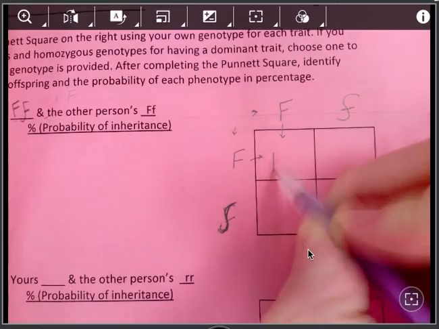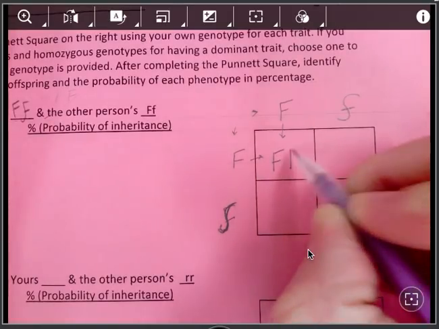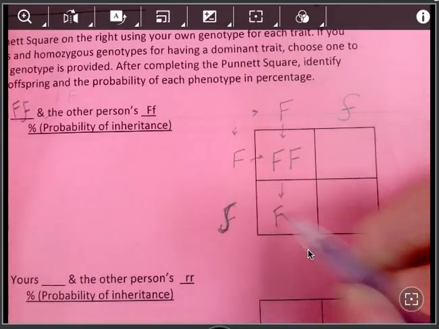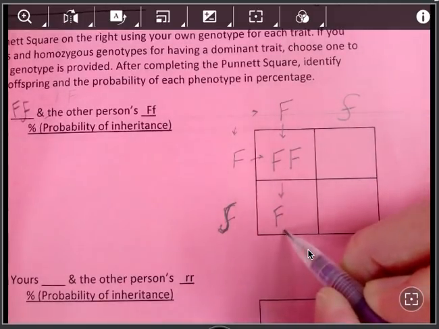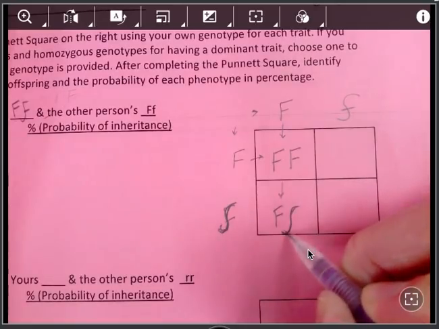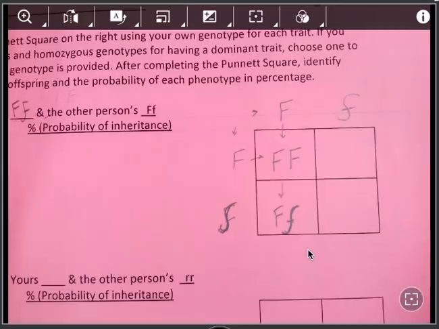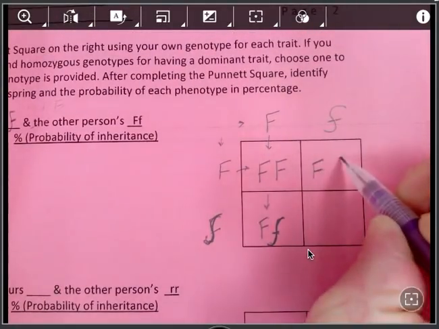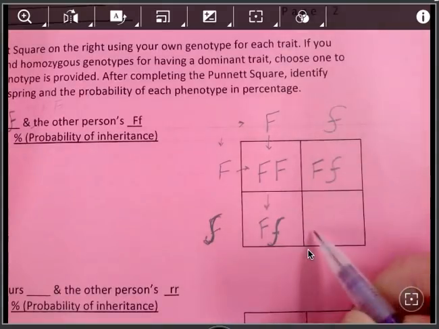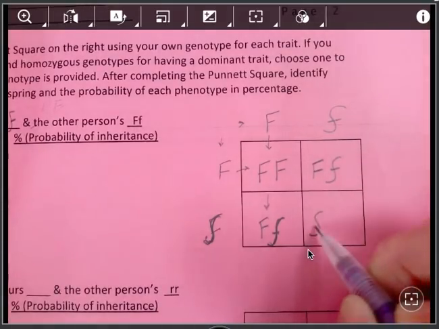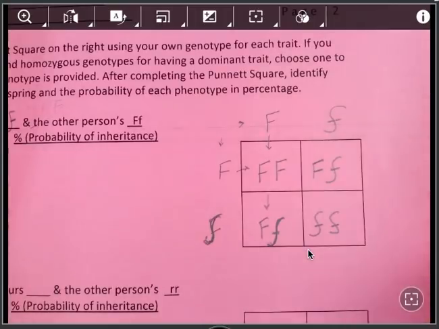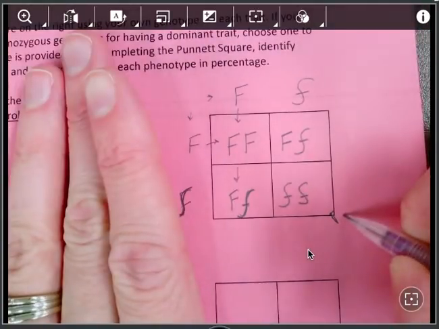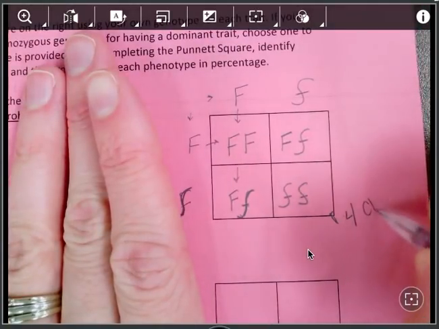Okay, this F goes in this box, and so does this F. Now, this F goes in this box. If you have a capital paired with a lowercase letter, you always want to put the capital letter first, like you can see in that example. And this example, capital F, lowercase f. And in this one, it would be two lowercase f's. So these are the four possible children, the probability in their genotypes.